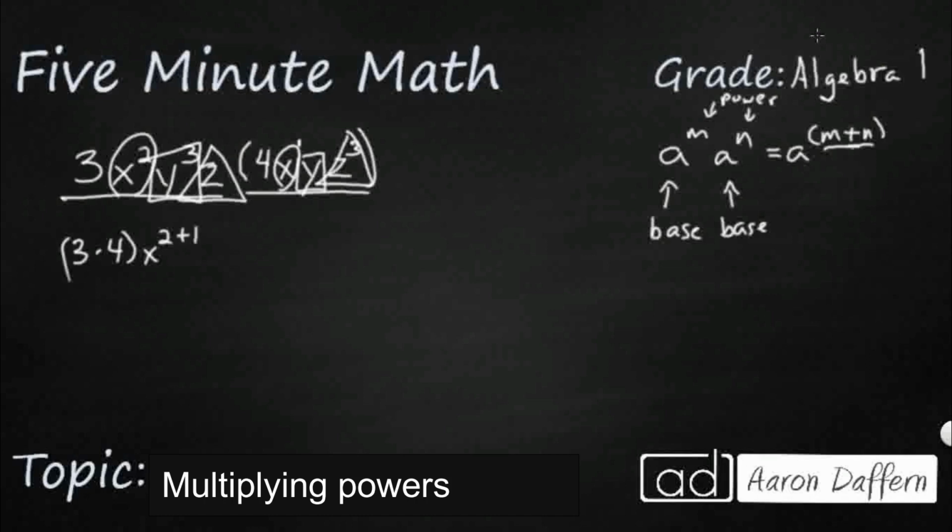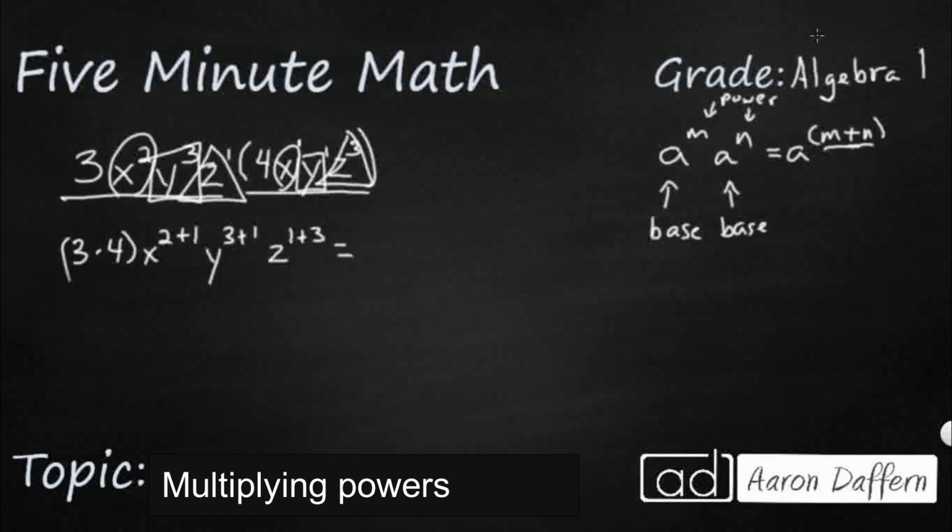Then I'm going to do the same thing with my y. I've got y to the third. There's nothing right there, so I'm going to assume it's to the first power. So that's 3 plus 1. And then my z is to the first power. Then I've got to the third power over here, 1 plus 3.